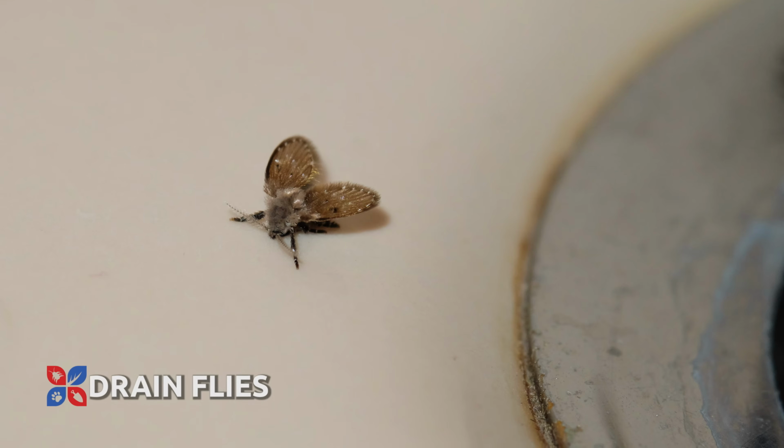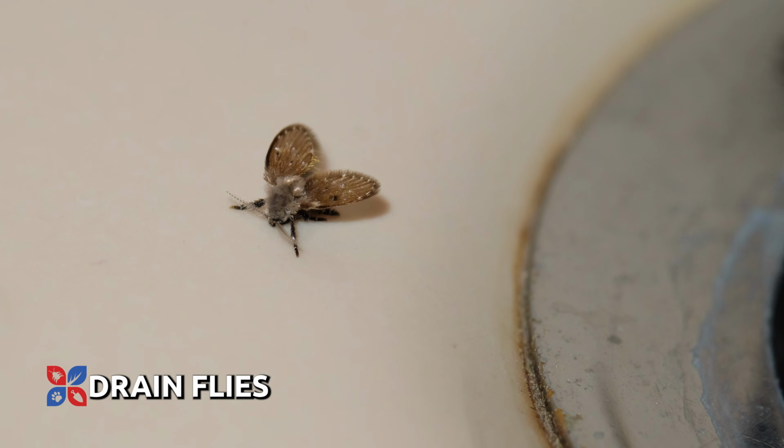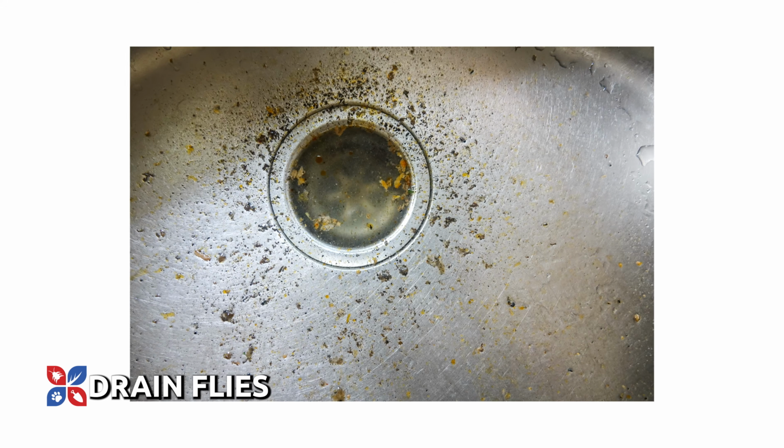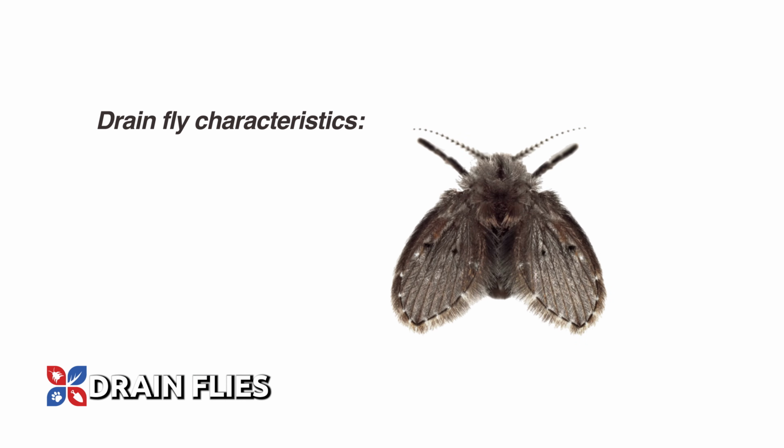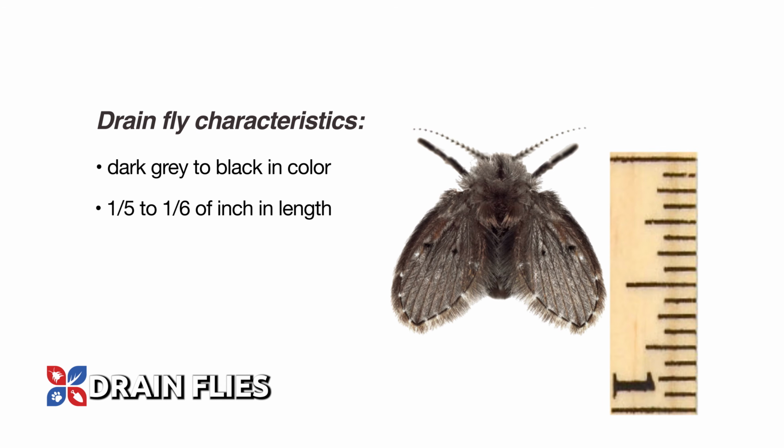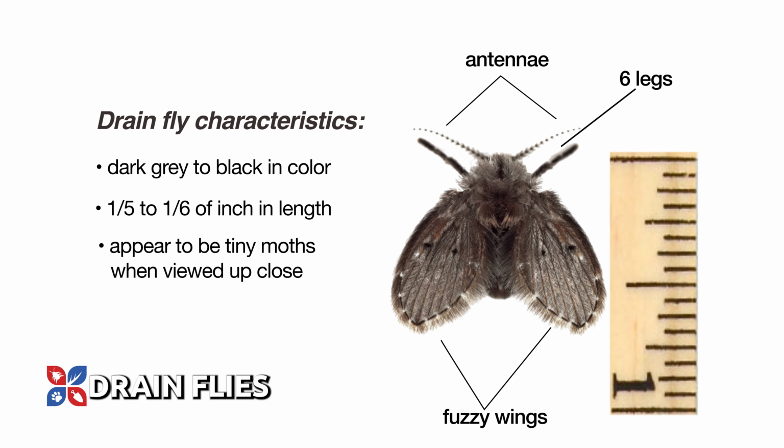Drain flies are going to be one of those small flying insects that are going to seemingly just pop up overnight. These flies are going to breed in areas such as your sink drains, shower drains, floor drains, or any areas in the home where organic matter can build up. Drain flies are normally dark gray to black in color and only measuring 1/5 to 1/6 of an inch in length. Drain flies have 6 legs, fuzzy wings, antennae, and they appear to be tiny moths when viewed up close.